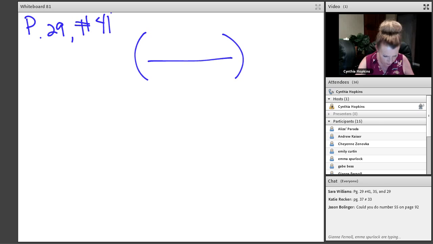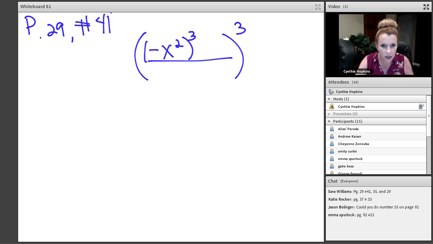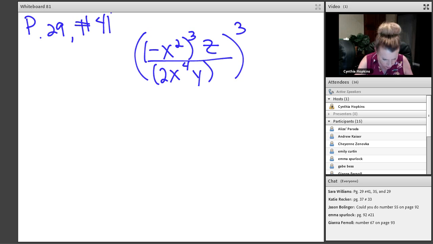All right, so number 41 has quite a bit going on. A big fraction in parentheses. Outside of the parentheses is the third power. Then inside we've got negative x squared, and that quantity is being cubed. We have a z. Then in the denominator we have in parentheses 2 x to the fourth y, and that is being squared.